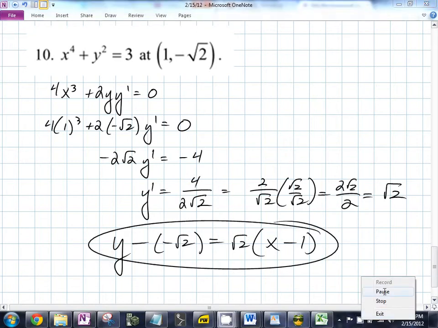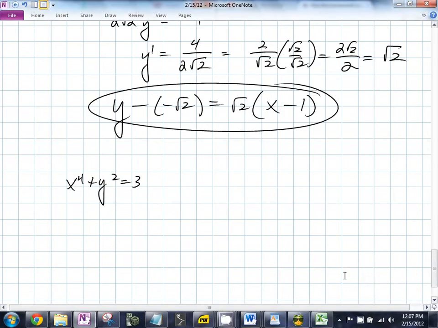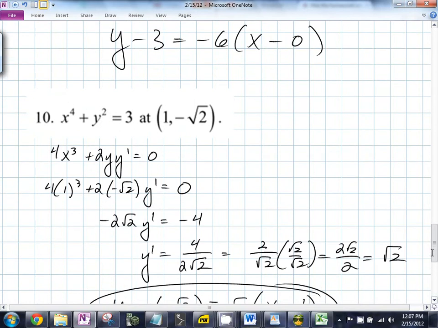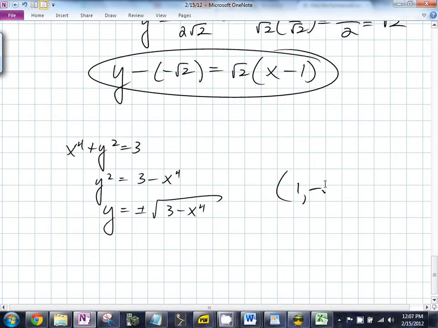The simplification is not 100% necessary, but I'm just showing you how you can make it super clean. y squared is equal to 3 minus x to the fourth, so y is equal to plus or minus the square root of 3 minus x to the fourth. What's the point we're looking at? 1 comma negative root 2, correct? So when you plug in 1, you're supposed to get negative root 2. So which one is that going to be? The negative one. This point is on here.